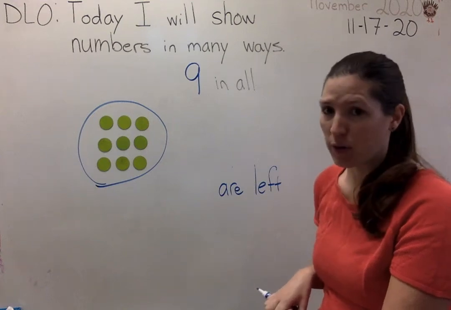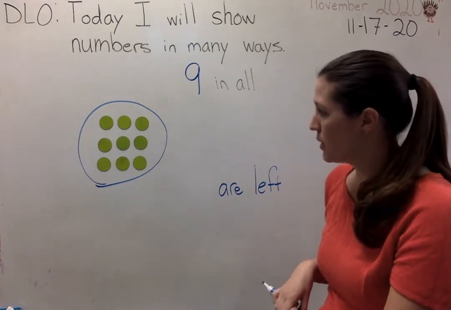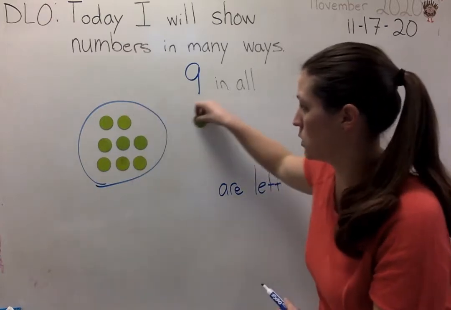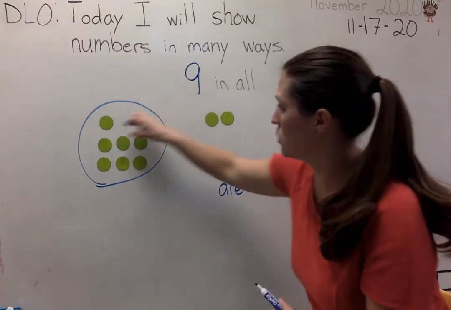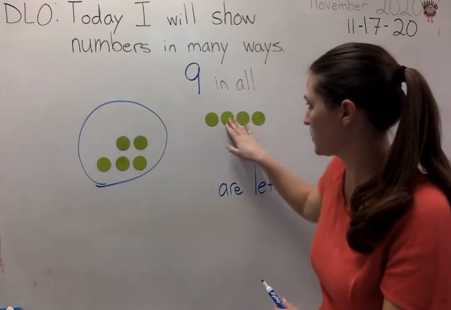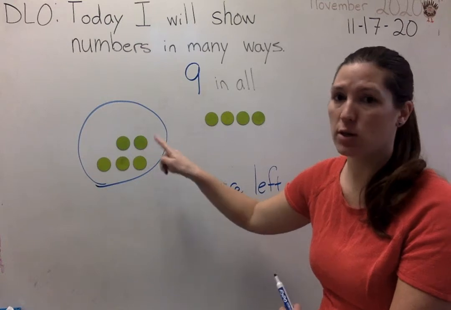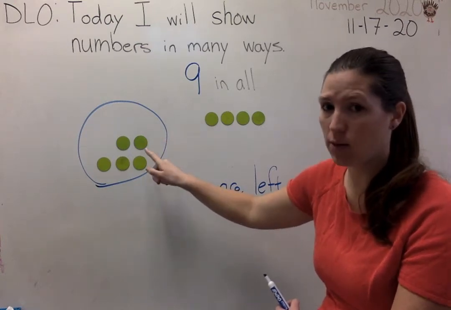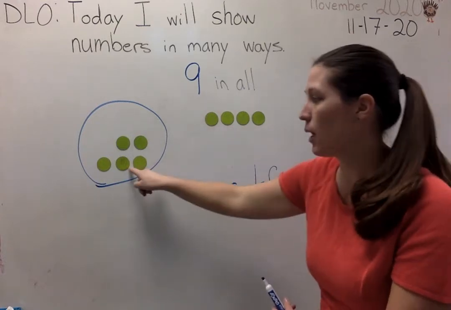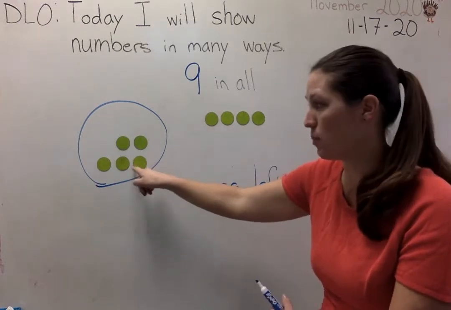My friend came over and both of us ended up eating 4 cookies. So I ate 1, 2, 3, 4 with my friend. How many cookies are left, remaining on the plate? These ones we ate, so they're not there anymore. How many are left on the plate?